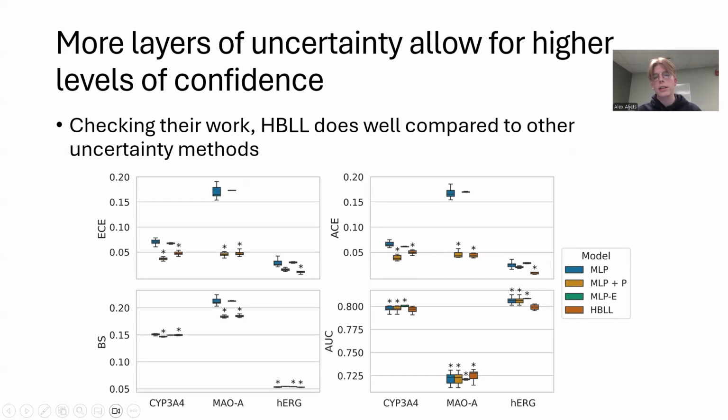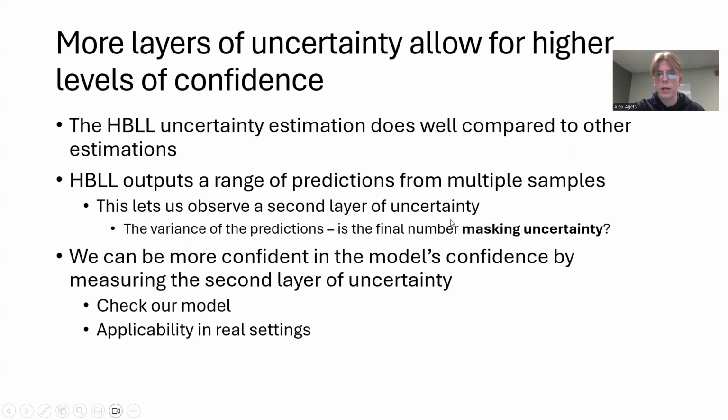So the HBLL, compared to the other methods that they tested, this MLP thing, generally does pretty well, and I think it's a little faster for computing time and just a little more convenient generally. So we like this HBLL method because not only does it do well, but it also outputs a range of predictions that it gets from multiple samples.